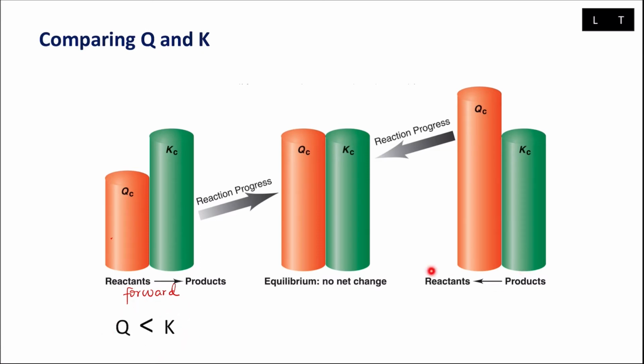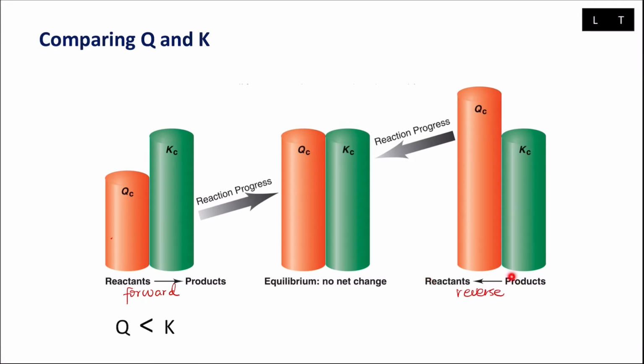Next one, kita lihat for this case, awak nampak the reaction goes from right to left. So bila right to left, maknanya awak punya produk banyak. So bila awak punya produk banyak, what will happen, ini akan jadi reverse reaction. Okay, daripada produk ke arah reactant.